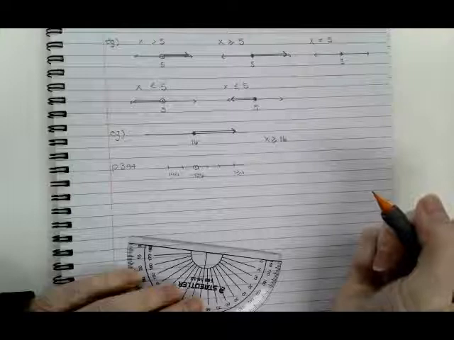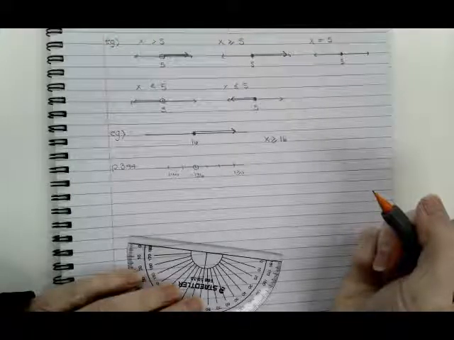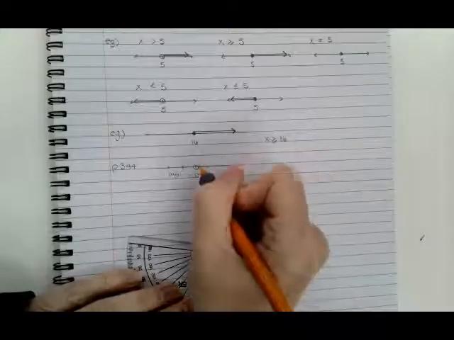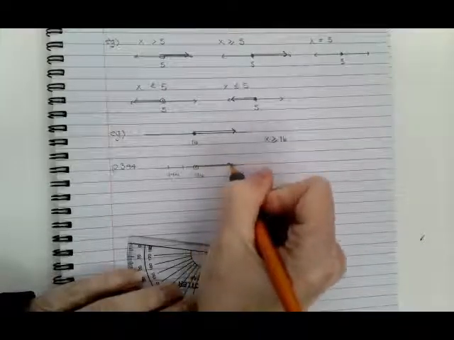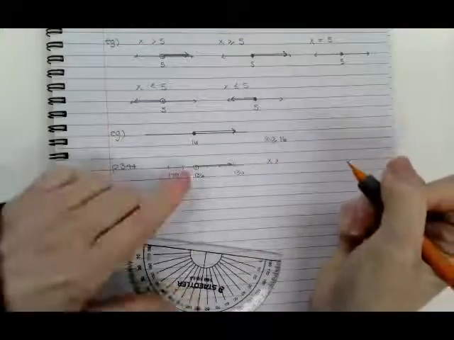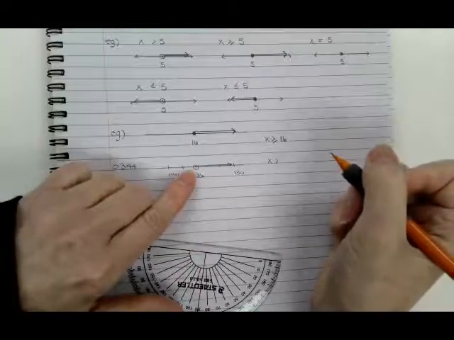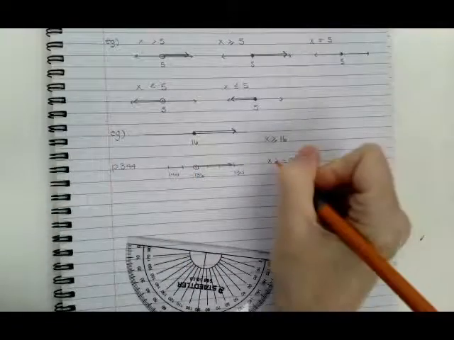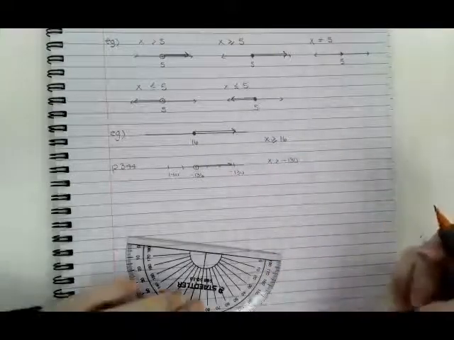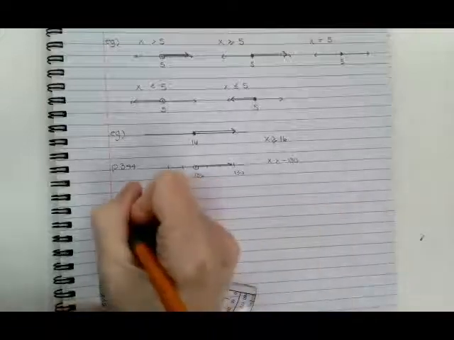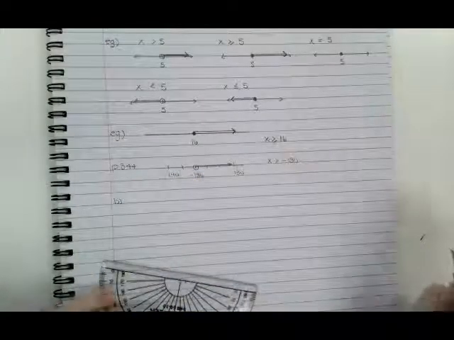And we want to represent that algebraically. So x is going to be greater than, not equal because it's an open circle, we didn't include it, negative 130. So our arrow, our greater than symbol, points to the right. B part, give it a try.